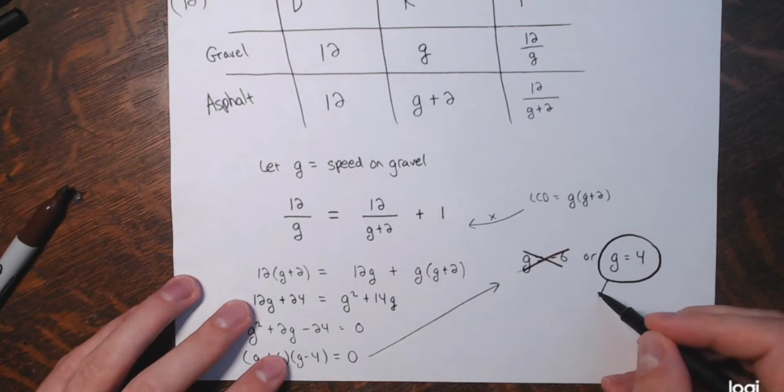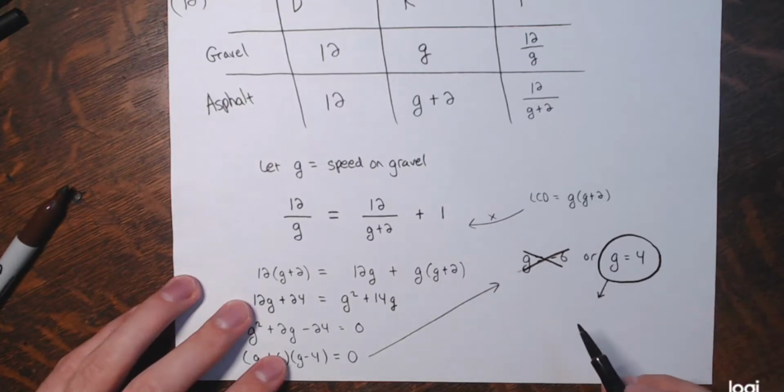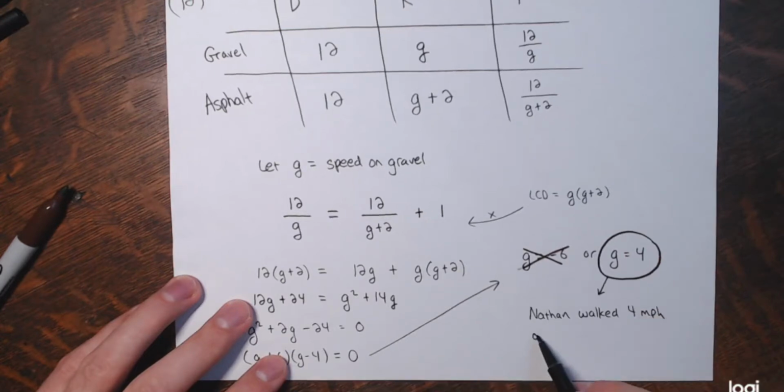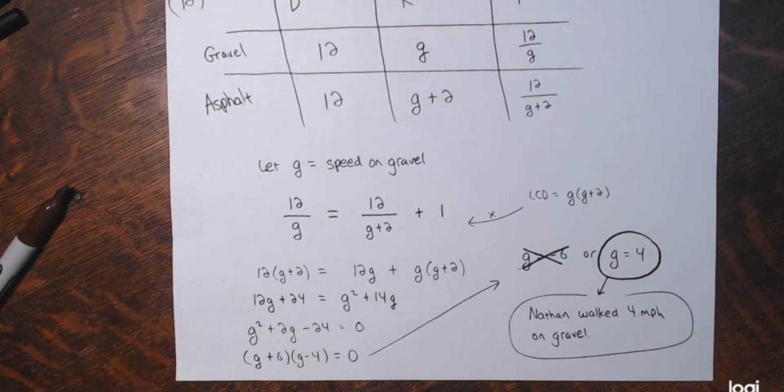But what they wanted was the gravel speed, right? So we have Nathan walked 4 miles an hour, 4 mph on the gravel. Okay, easy enough. Alright, so let's see if the next 4 are any different, right? It looks like they've been coming in groups of 4, how similar the problems are.